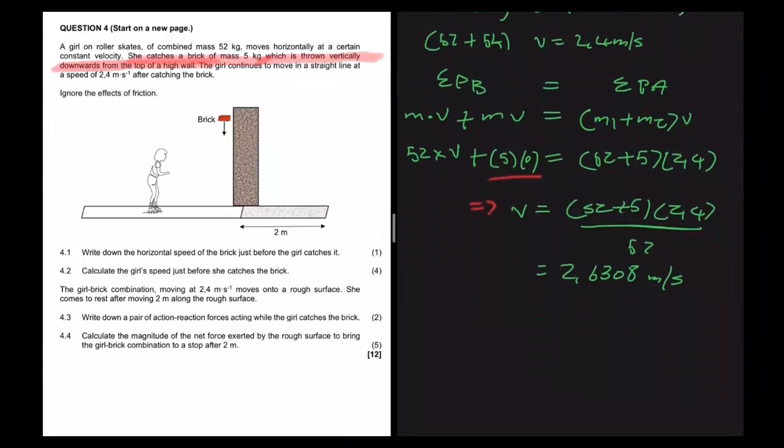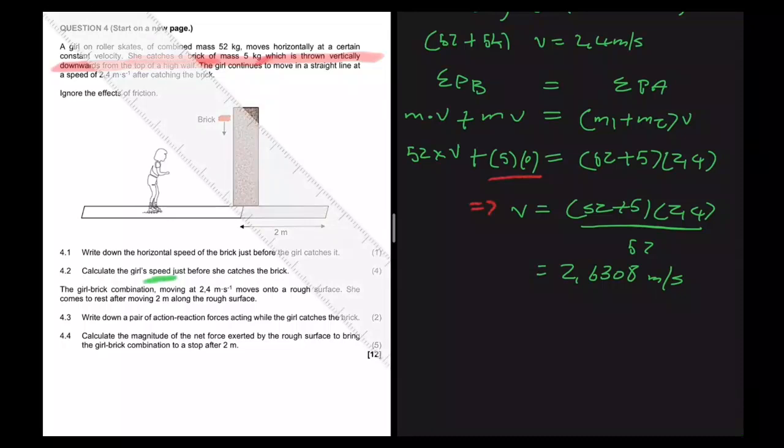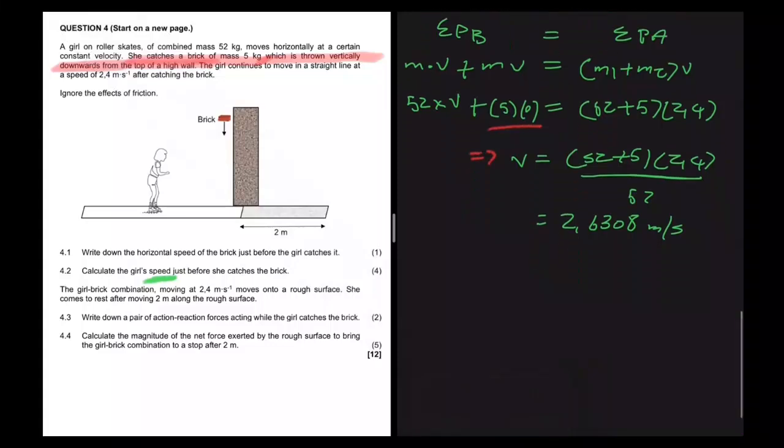This question doesn't really say much about the direction, whether the girl is moving to the east or to the right. But since the question says speed, we can just forget about the direction and write the magnitude. And now let's move to 4.3.